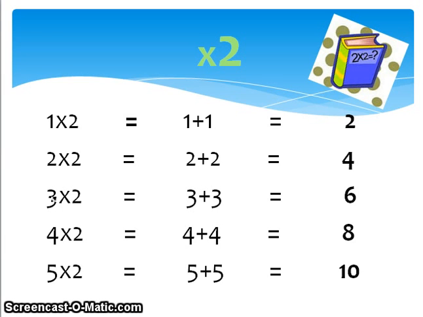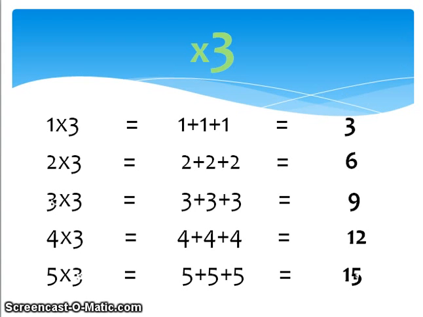2 times 2 is the same as 2 plus 2, which equals 4. 3 times 2 is the same as 3 plus 3, which equals 6. 4 times 2 is the same as 4 plus 4, which equals 8. And 5 times 2 is the same as 5 plus 5, which equals 10. For the next few slides, you should be starting to see a pattern with the numbers.